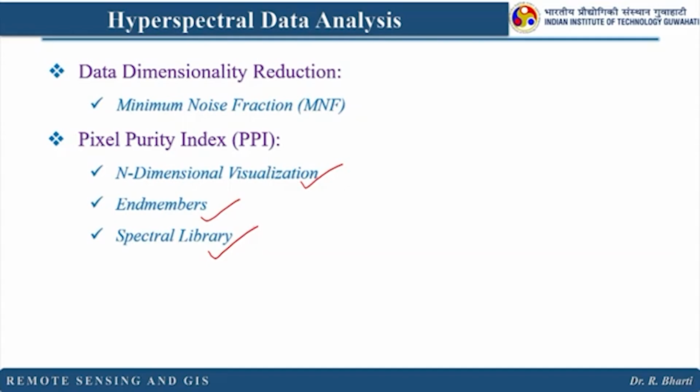So the spectral library can be from your image-derived end members, or maybe from the field measured spectra. In both cases, we will have one known and unknown. So finally we will be using some classification technique and we will classify our hyperspectral image into several classes.